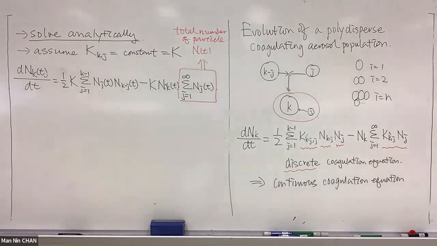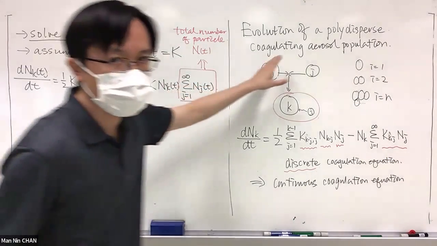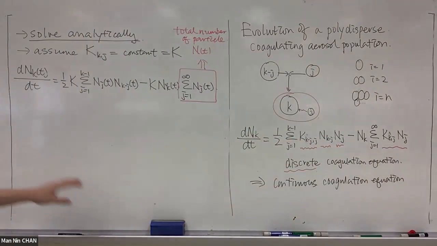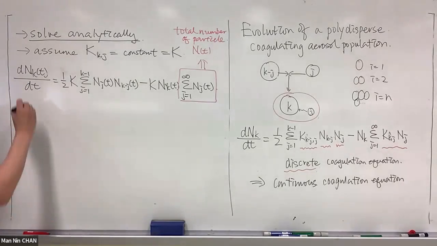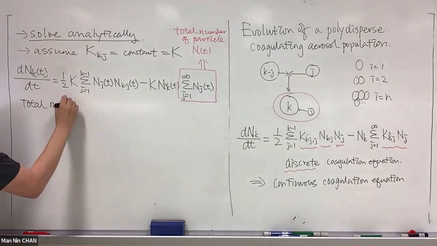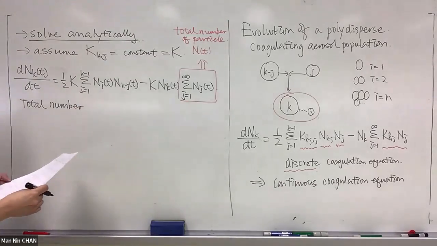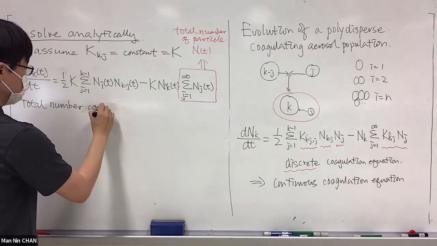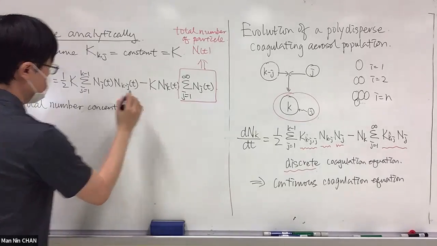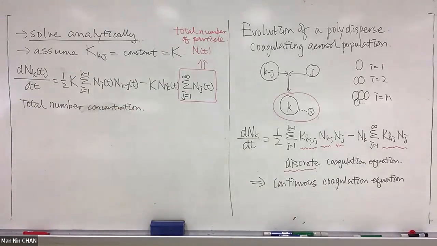Now, one thing we want to look at is the whole population, the evolution of the whole population. So you are looking at different sizes k, and how they change with time. Of course, you can also look at how the total number concentration changes with time.